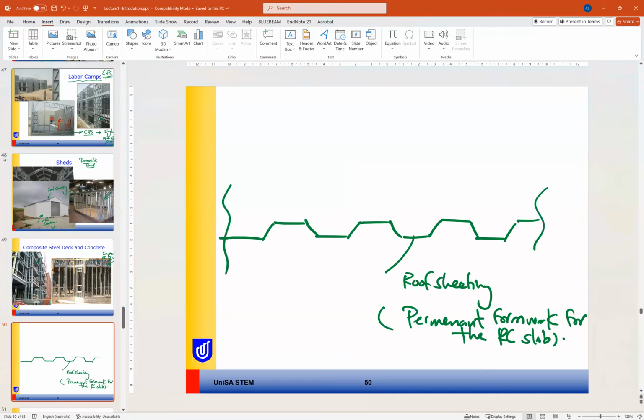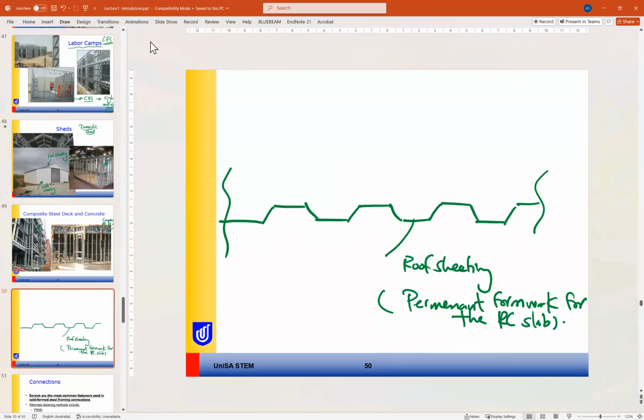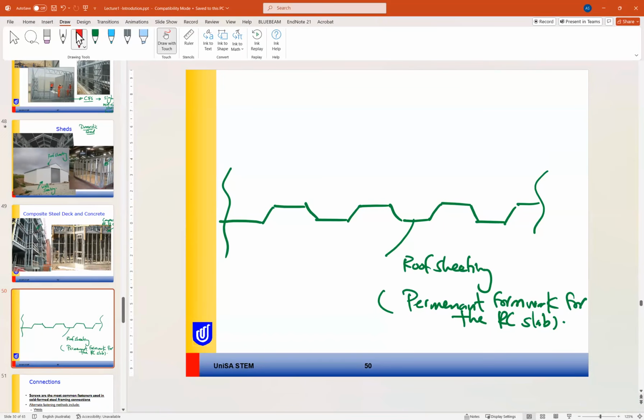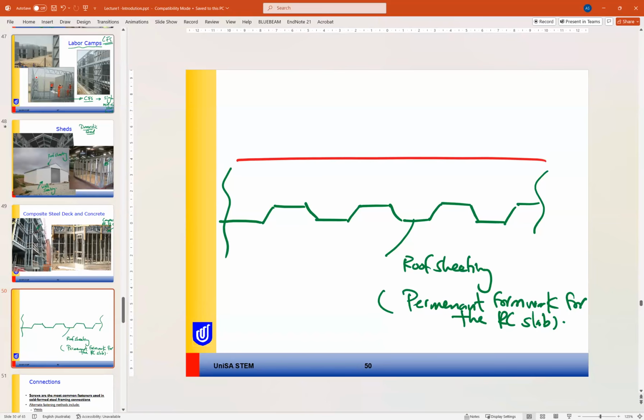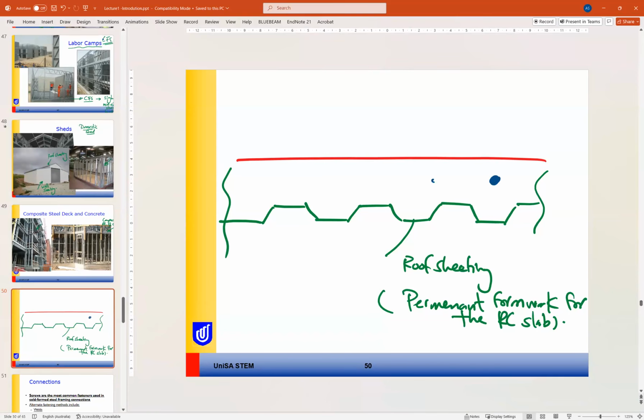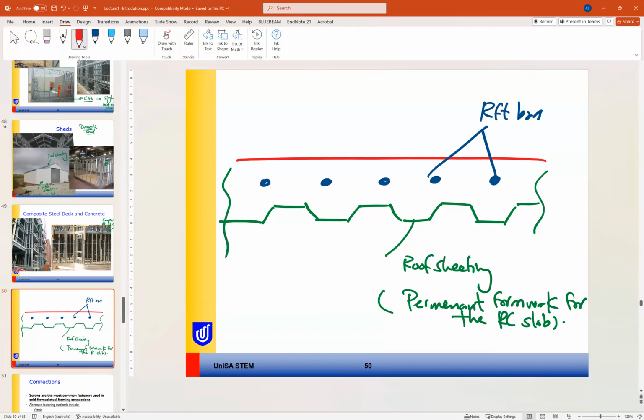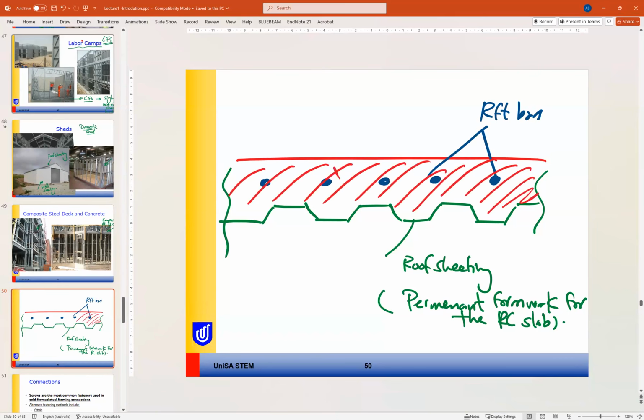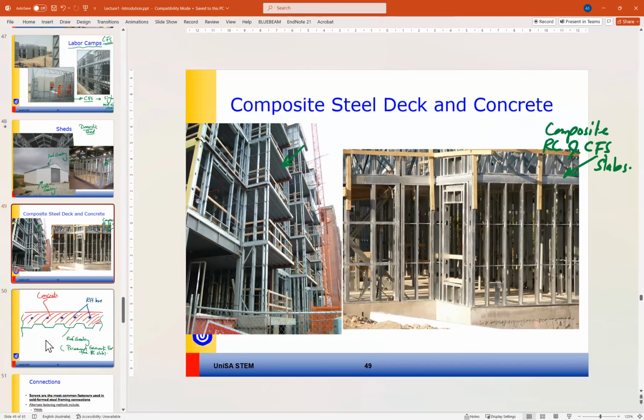Then they pour the concrete on top here, and before that they need to embed the reinforcement. So these are our reinforcement bars, and here we have the concrete. So this is a cross section of a composite slab that can be used in a composite structure like this one.